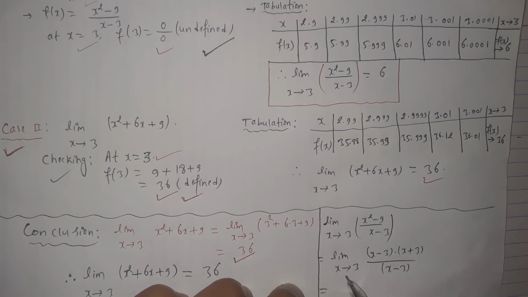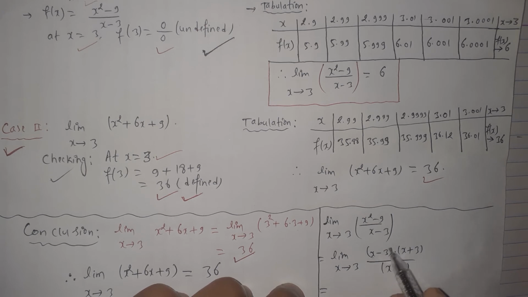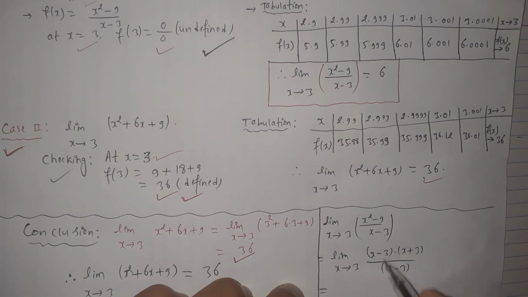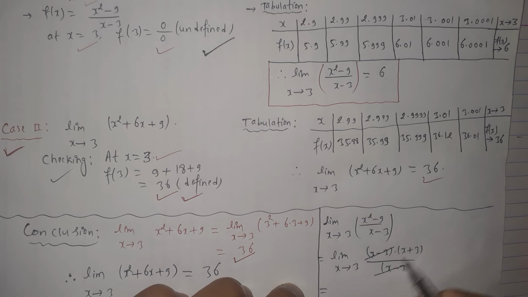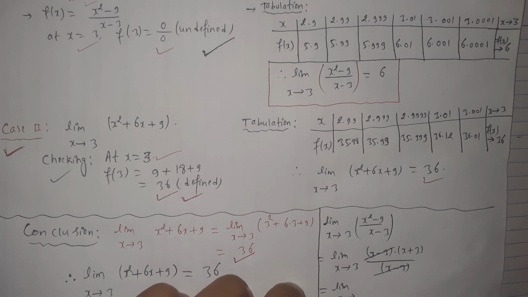For values of x very close to 3, the term x minus 3 in the numerator and the term x minus 3 in the denominator will be the same, and then the terms will be cancelled out. We can cancel it out when we take the approaching value, not exactly x equals 3. If x equals 3, the terms will be 0 by 0, so we cannot cancel out. But here we take values of x very close to 3, so we can easily cancel it out. After cancelling, the remaining term is the limit as x approaches 3 of x plus 3.